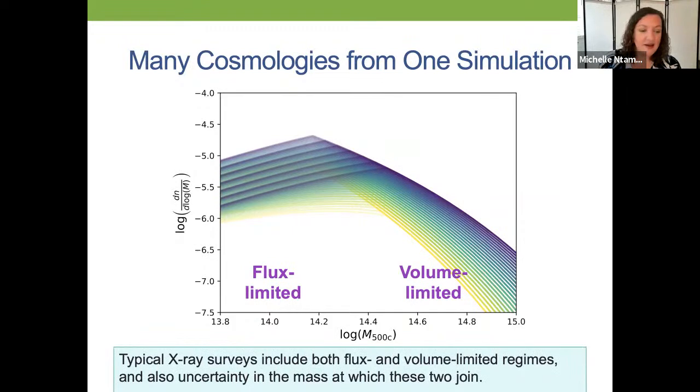So from this, the takeaway is that typical X-ray surveys include both a flux and a volume limited regime. And there's also uncertainty in the mass at which these two join. So there are a variety of different cluster abundances that might be expected.